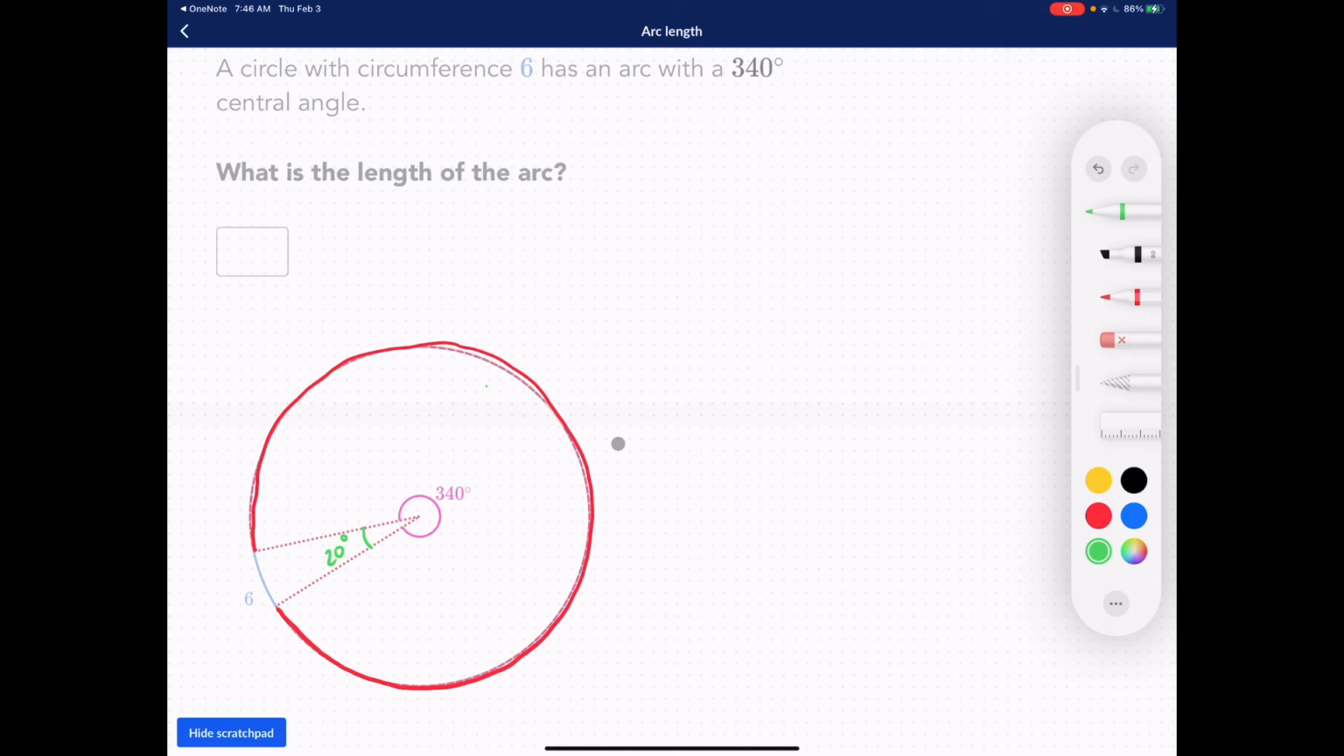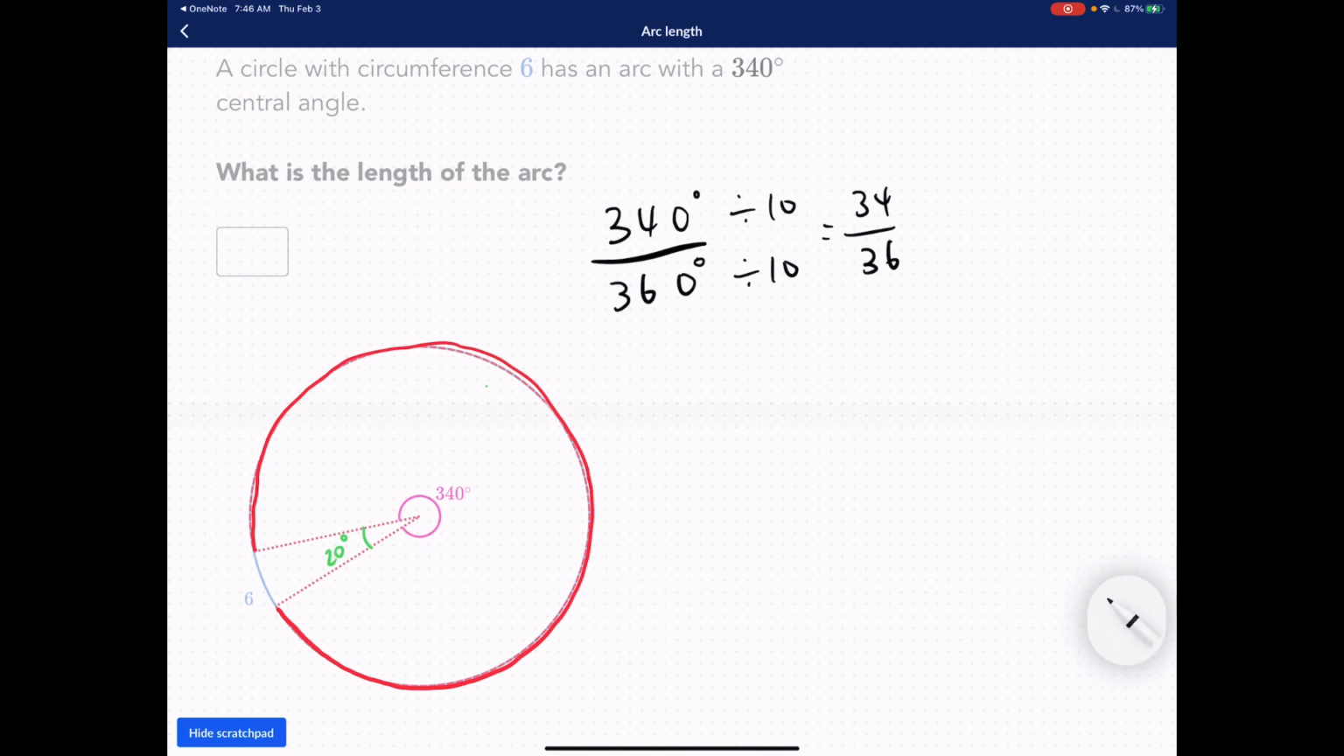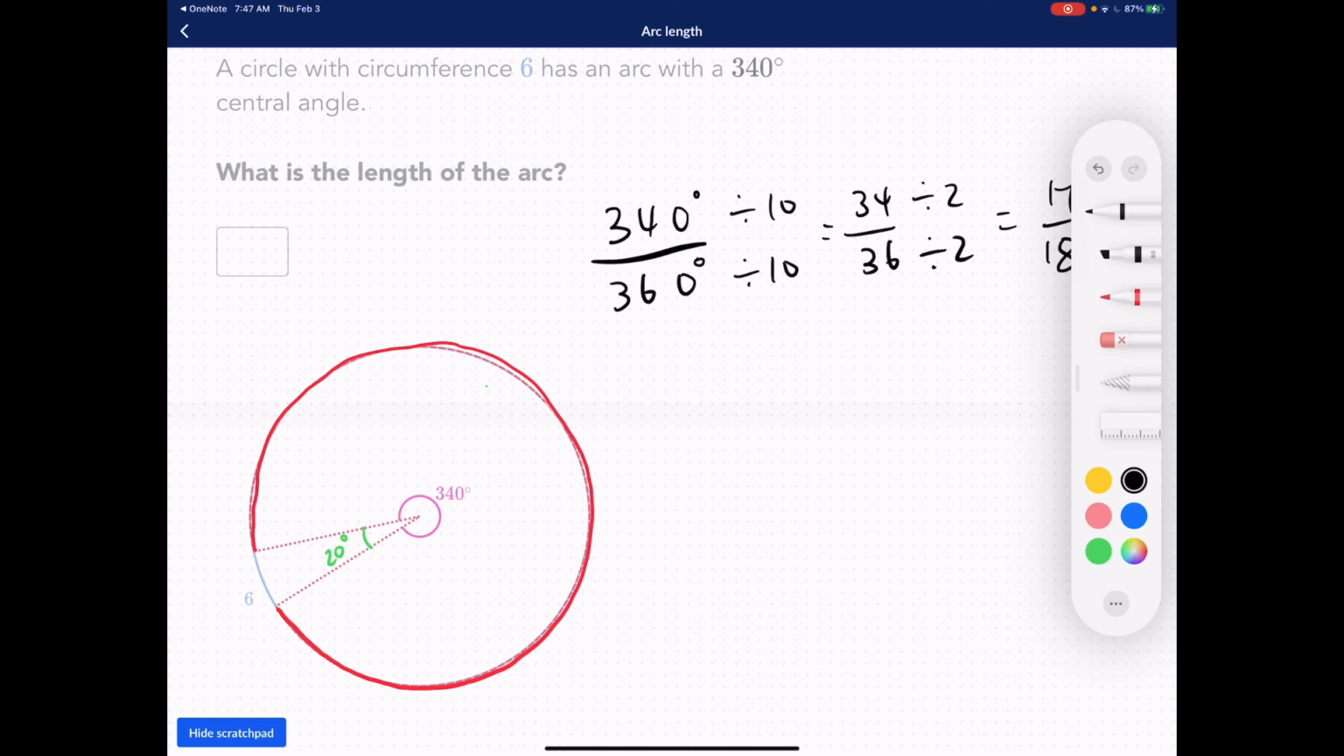So let me show you what I mean by that. So I know that this entire thing is 340 degrees, right? So the red arc is 340 degrees, and that's going to be in terms of 360 degrees, because the entire thing is 360 degrees. I divide the numerator and denominator by 10, and I get 34 over 36. And then I'm going to divide the top and denominator by 2, and I got 17 over 18. So what I know is that this red line is 17/18 of the circle.